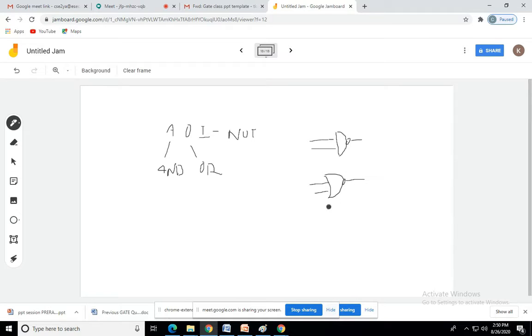So you are having the combination of OR and NOT here, AND and NOT here. These three combinations can be obtained with the help of these two combinations, that is NAND gate and NOR gate. So these two gates are said to be the universal gates. Whatever circuit we are having, we can implement the whole circuit with the help of either NAND gate only or NOR gate only.